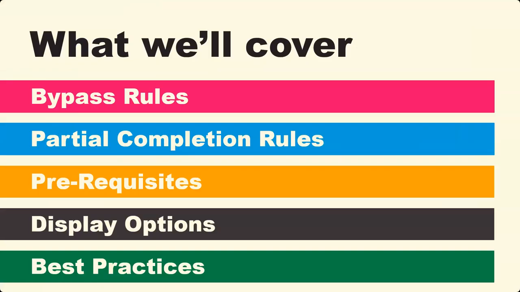I'll also cover partial completion rules. So in instances where you require the volunteer to take an action and then the ball is in your court and they're waiting to hear back from you, you can set up partial completion rules so that the display is different or the wording is different, and they can see that you are waiting on something, or just to check back for updates. We'll get into that as well.